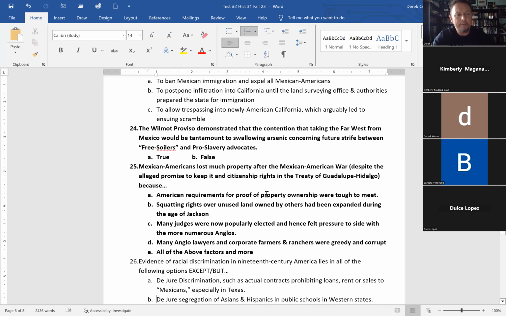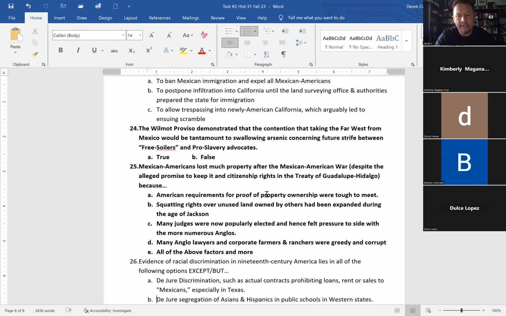Number 25, how did Mexican Americans lose a lot of their land? Despite the fact that the Treaty of Guadalupe Hidalgo guaranteed on paper they could maintain their citizenship and their property, right? A, American requirements for proof of property ownership were tough to meet. Absolutely. They wanted latitude and longitude lines. They wanted permanent boundaries. They wanted signatures of the political elites with the years put on them. And a lot of the Mexican Americans didn't have that. They hadn't maintained that paperwork.